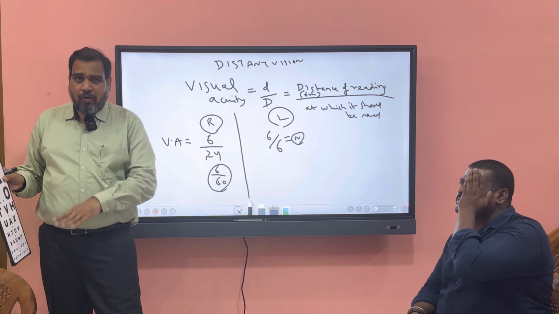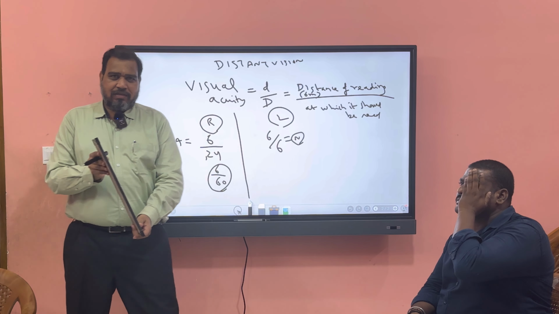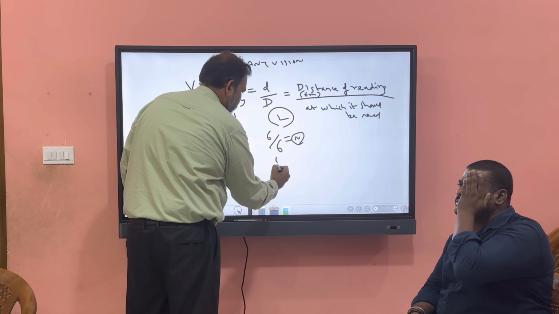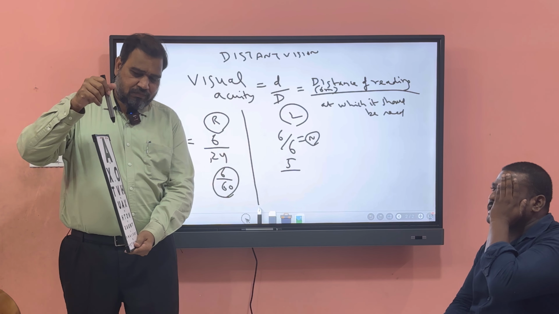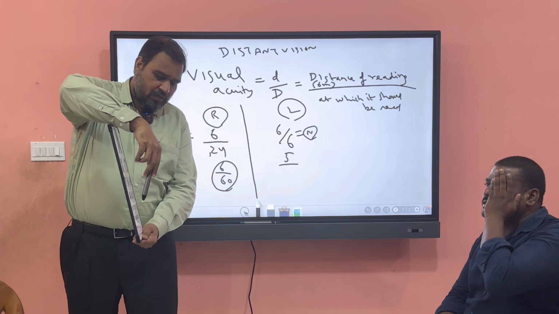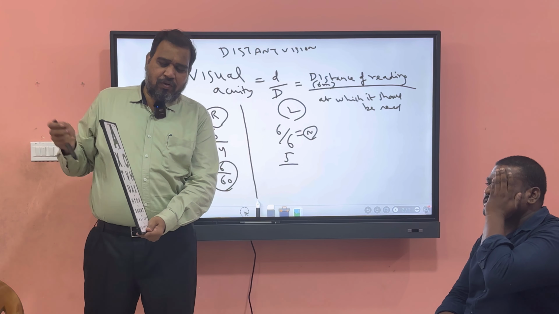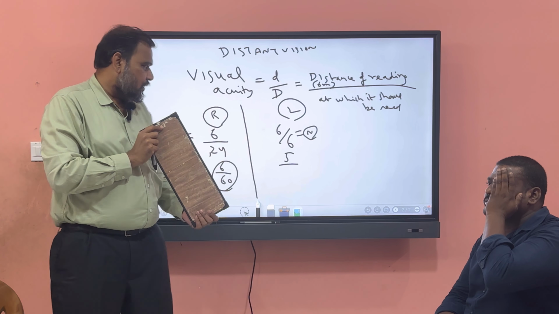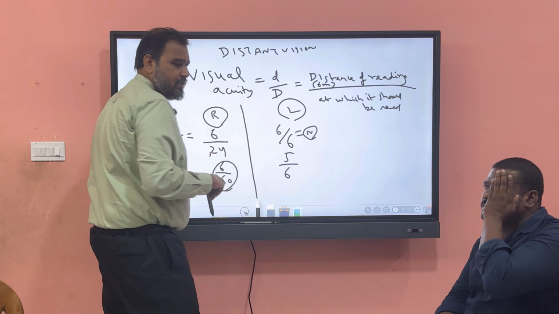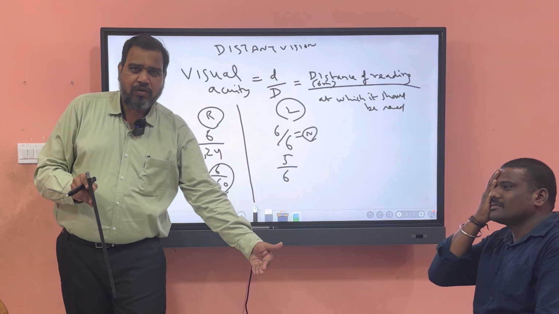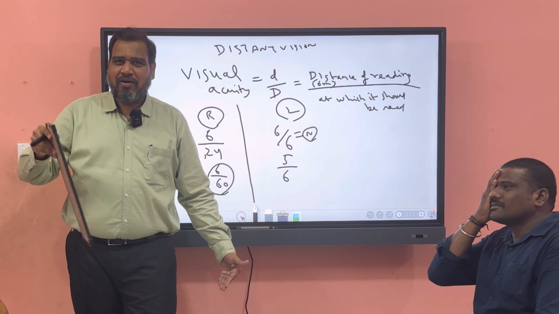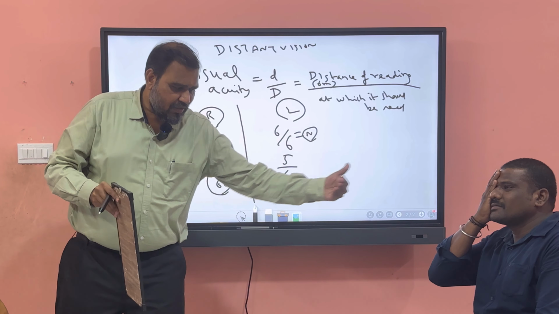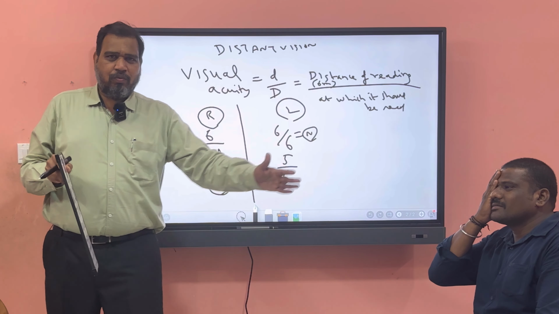Then what should I do? Now I will change the numerator. I will bring the subject to 5 meters. So I am changing the numerator to 5, and ask him to read. Now he is able to read even the lower letters, the letter 6 he is able to read. So now it becomes 5 by 6. Very simple. The subject will be moving to 5 meters. I can't move the Snellen chart, but since I am holding it, I am making the distance nearer, as the subject moves from 6 meters to 5 meters. Now the distance is 5 meters.